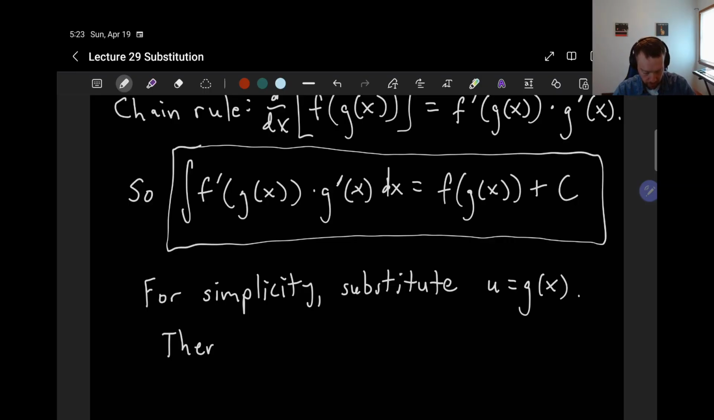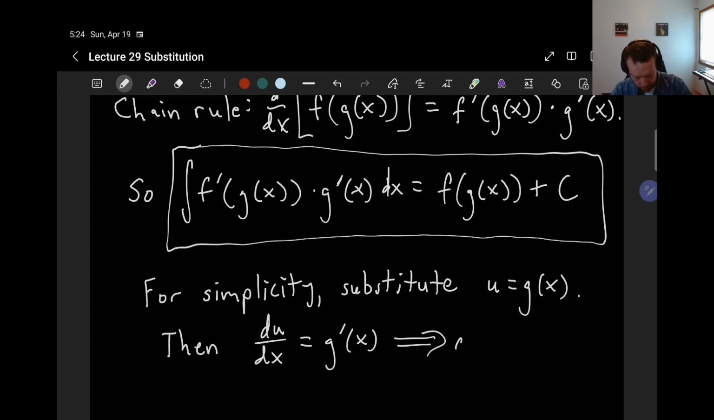And what follows then, if we think about the derivative of u with respect to x, well, that's just g prime of x. And what I'm about to do now is kind of cheating, but for all intents and purposes, you can accept it. du is g prime of x dx.